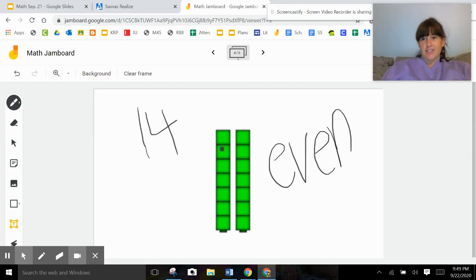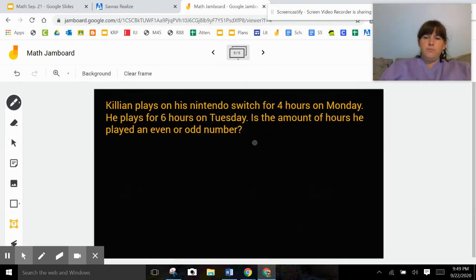So this one's easy because you don't have to count the two different chunks of blocks. You just count one because they're the same. 1, 2, 3, 4, 5, 6, 7. So the equation for this group of blocks or train of blocks will be 7 plus 7 equals 14. And 14 will always be an even number to the day that you die. Okay? All right, so this last one is kind of a word problem to make you think.